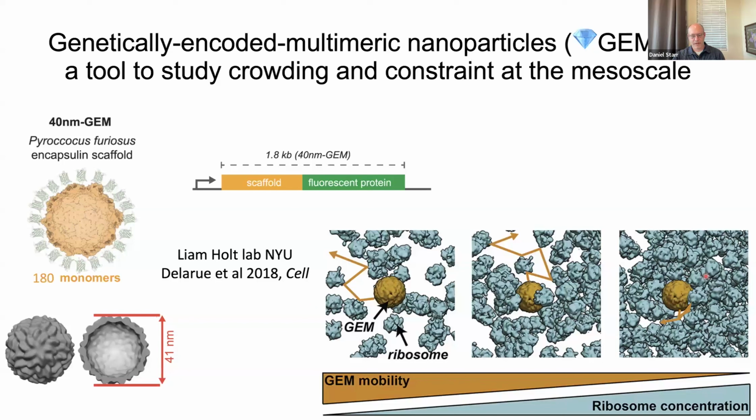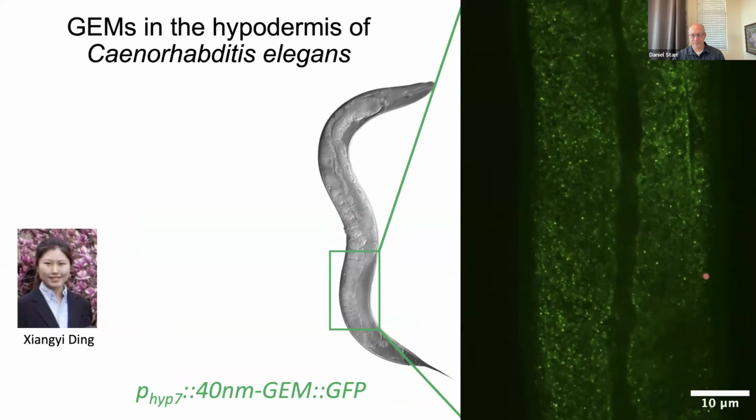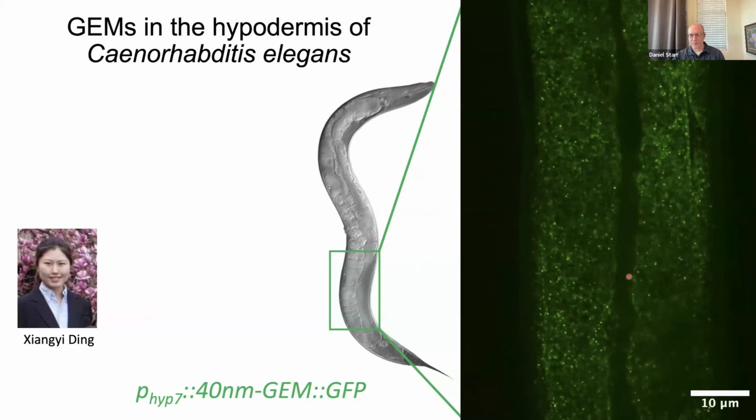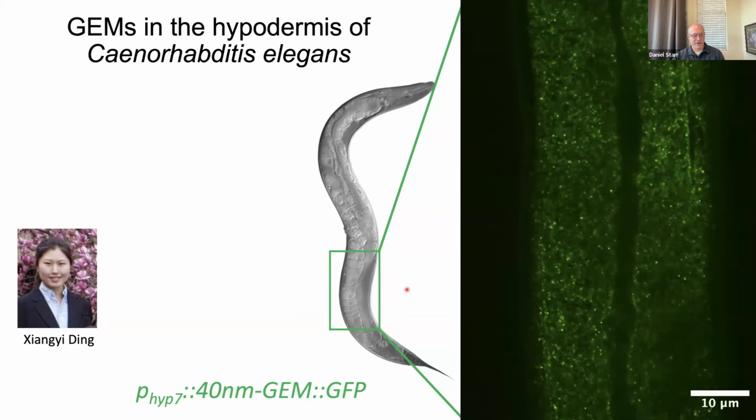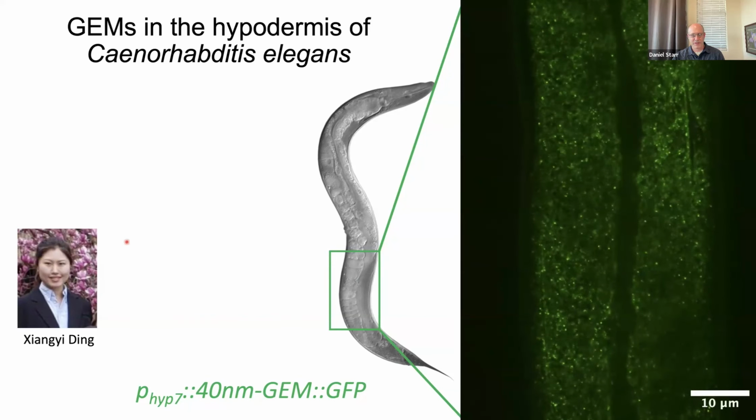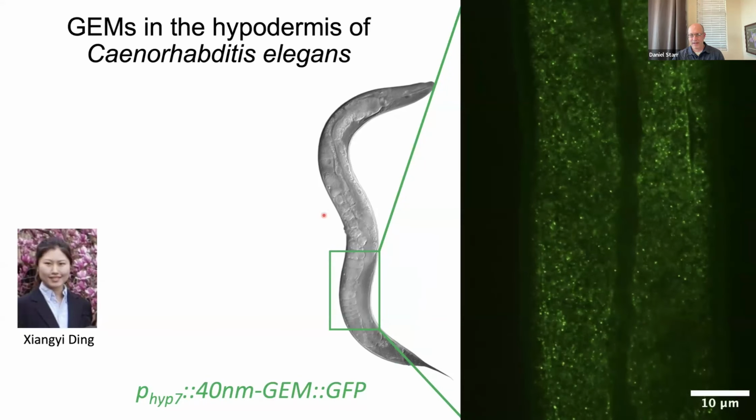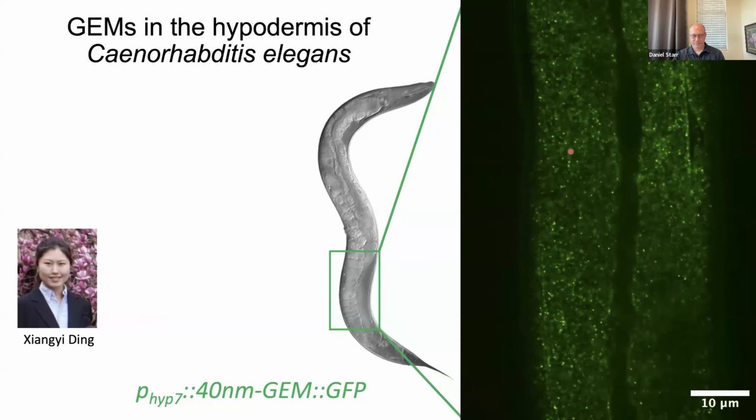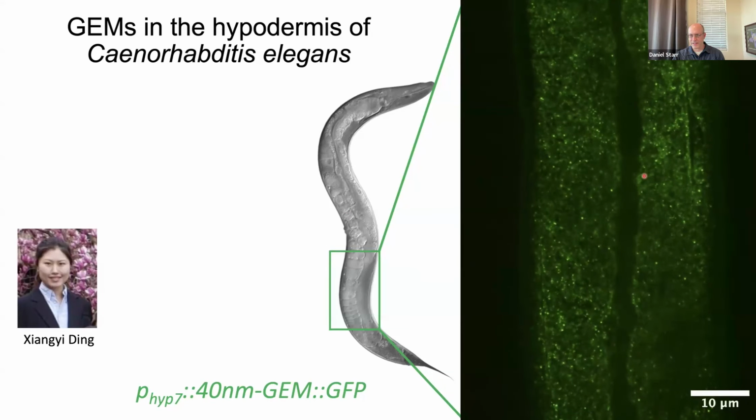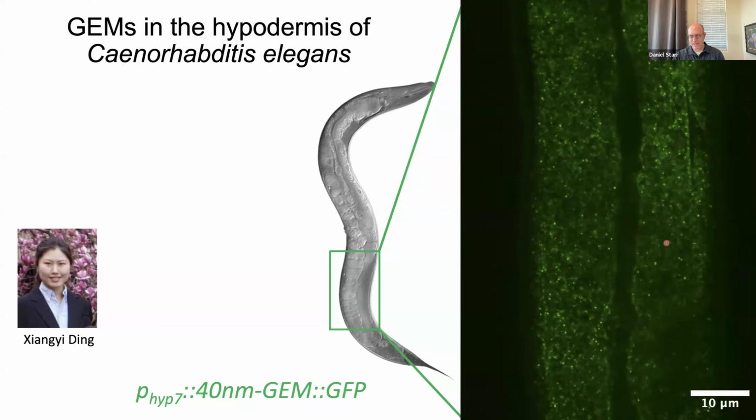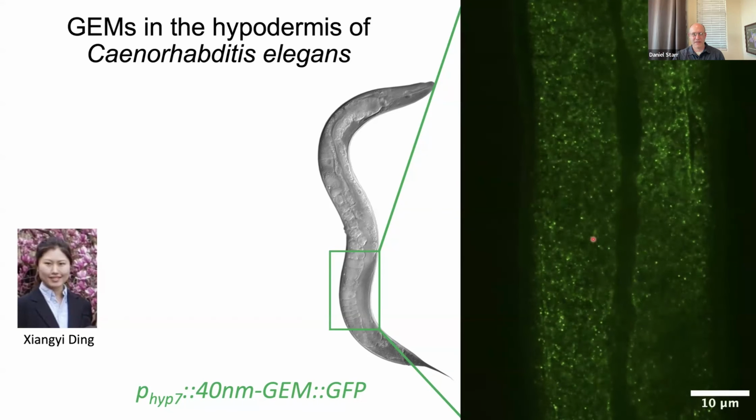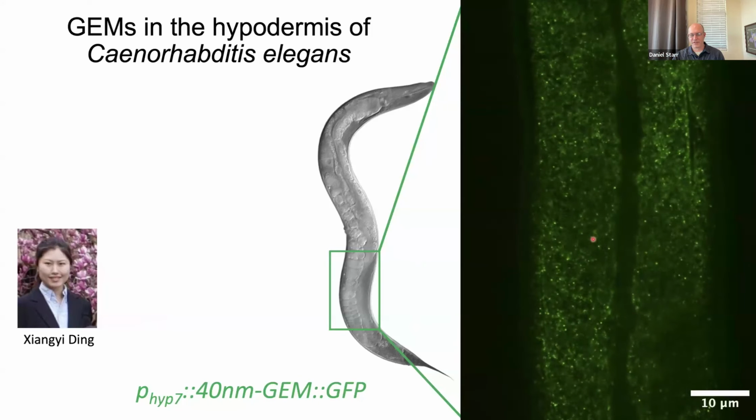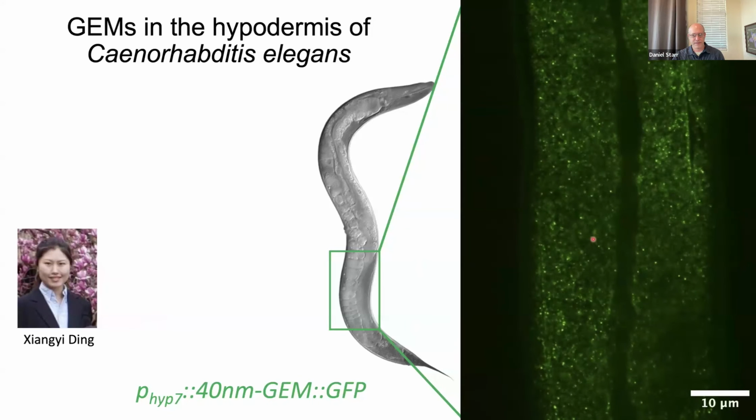elegans to study crowding in tissues. And we got this to work. Zhang is the grad student in the lab who's been doing a lot of the work that I'm going to show you today. And you can see green dots now diffusing around in the cytoplasm. I think this is an intestinal cell, or no, this is a hypodermis cell. Today I'm going to show you a couple of tissues, the hypodermis and the intestine.